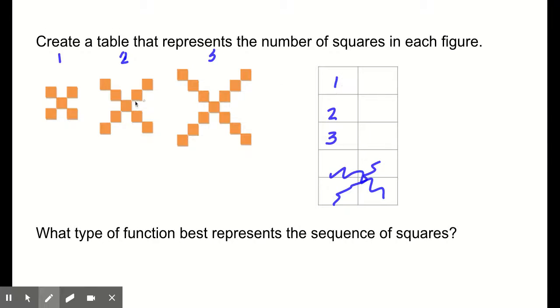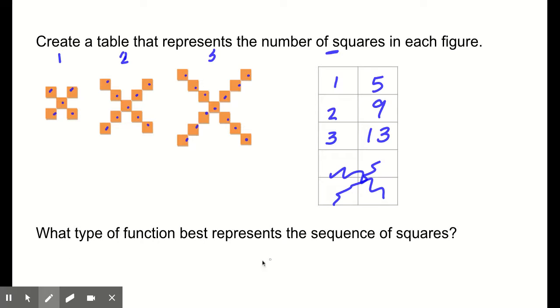So in the first figure, we're looking for the number of squares. So we have 1, 2, 3, 4, 5. The second figure has 9 squares. And the third figure has 13. So that is a table that represents the number of squares in each of our figures.